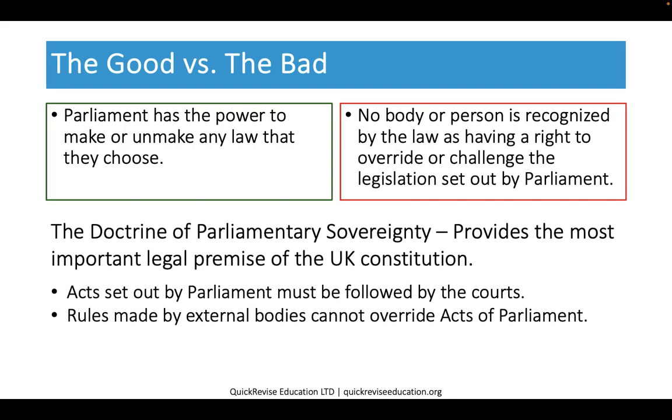Now, again, a really interesting point is that when we're looking at the doctrine of this, it's essentially the most important legal premise of the UK Constitution, and we'll look at what Constitution means in a couple of seconds. But all it means is that the acts that are set out by Parliament have to be followed by the courts and the people. Again, going back to this idea of no other body being greater than Parliament or having more authority than Parliament, rules that are made by external bodies, so anyone other than Parliament, can't override acts of Parliament. And one point that you may want to make is that only an act of Parliament can go against an act of Parliament. Nothing else is strong enough, I suppose you could say, or has enough superiority, basically.